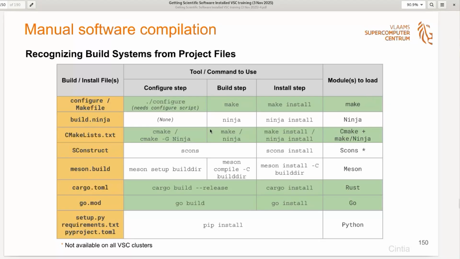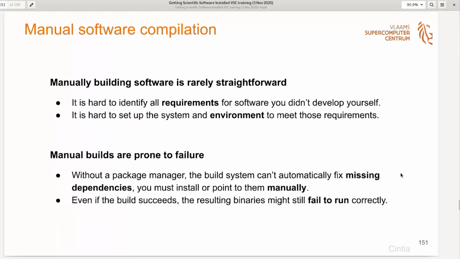Something that I didn't mention before, but it's here on the table, is that if you have a CMakeLists, you can use CMake to create a makefile and then use make, but you can also use CMake and specify the generator and use Ninja, if you want to build with Ninja, for example. I'm mentioning this because that's what I want to show later as a demo.